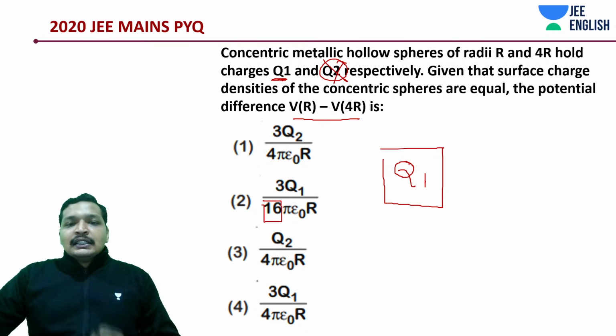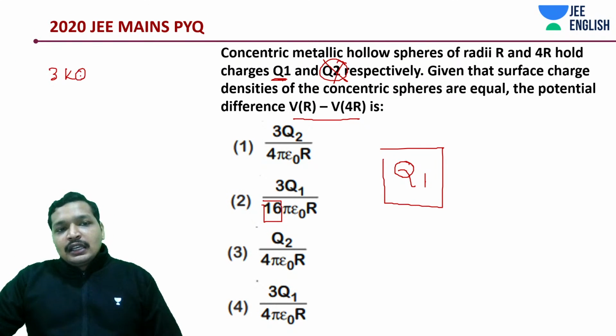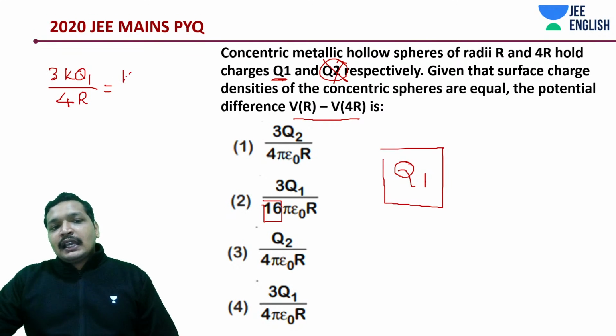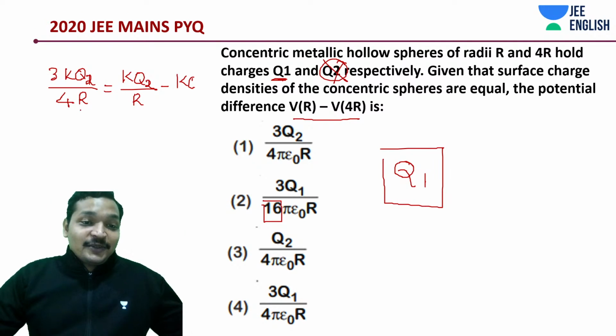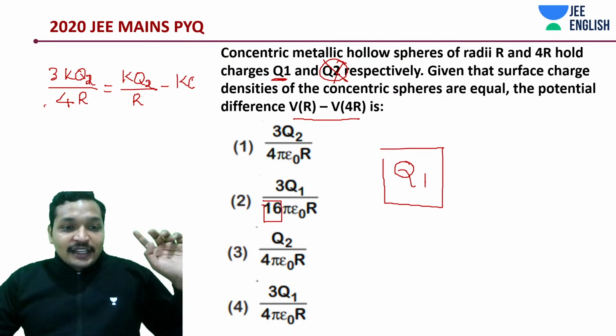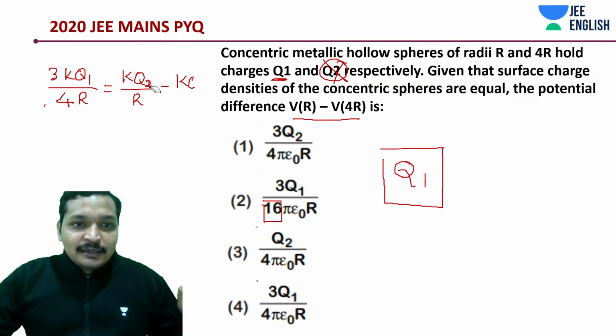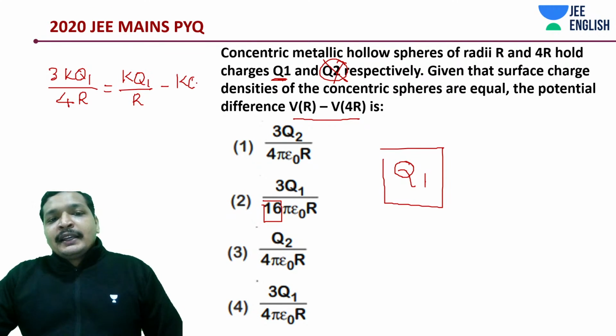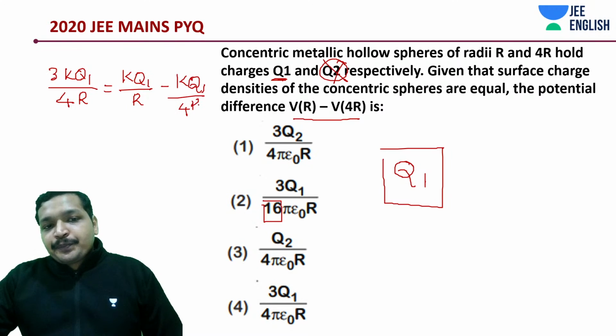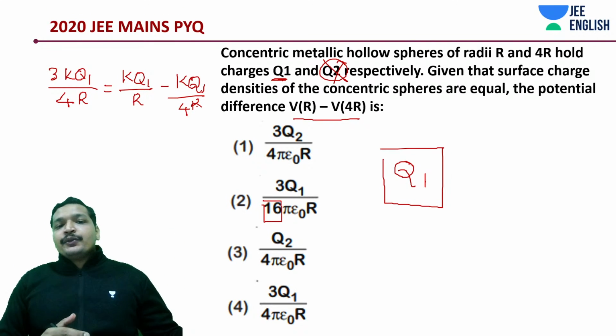So it's basically 3kq1 by 4r is the answer. How did we get this? Basically kq1 by r minus... I don't know why I am writing q2 again and again. It's q1. Really sorry, guys. It's basically kq1 by r, and this is going to be kq1 by 4r. There you go.